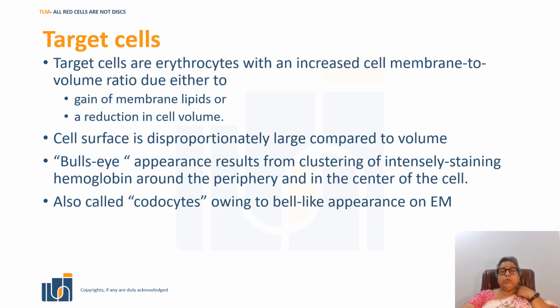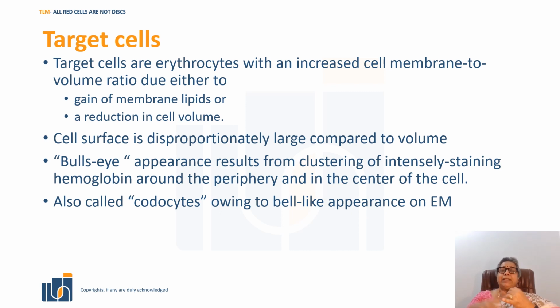Then we move on to target cells. Target cells are again very nice looking cells. Some of the poikilocytes will hit you straight in the eye when you're looking at a well-stained Romanowsky smear where the buffer pH is maintained. So these are erythrocytes with an increased cell membrane to volume ratio. In an elliptocyte it's decreased, in a target cell it's increased. Now why is this cell membrane to volume ratio altered, or why is it increased?